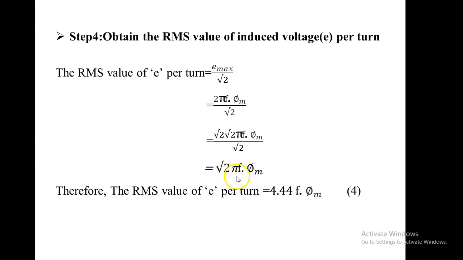Now root 2 into pi can be written as 4.44. So multiplication of these two, you will get 4.44. Therefore the RMS value of induced EMF per turn equals 4.44 f into phi m. So this is equation 4, where we have obtained the RMS value of induced EMF per turn.